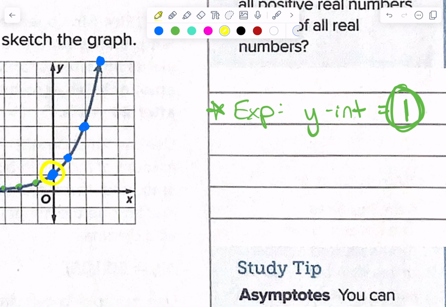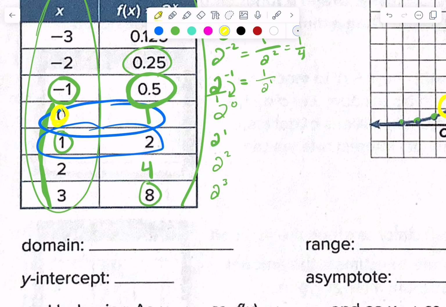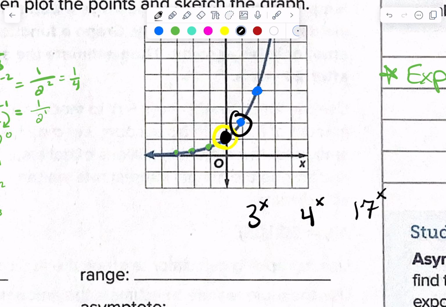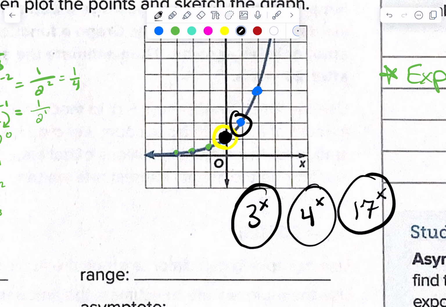So if this was 3 to the x power, let me go back. If this is 3 to the x power, guess what? He's going to have that same dot there. If he's 4 to the x power, he's going to have that same dot there. If he's 17 to the x power, he's going to have that same dot there. This next dot is not going to be at 2. It's going to be at 3 for this one, at 4 for this one, at 17 for this one. But they're all going to cross at 1 for an exponential function. Okay? That's how he works until we start moving him around.